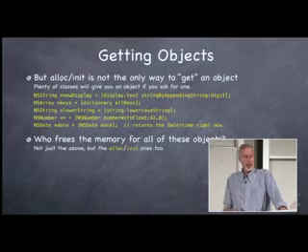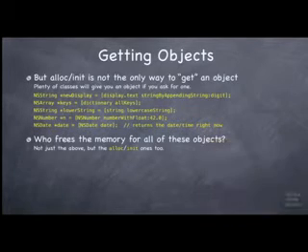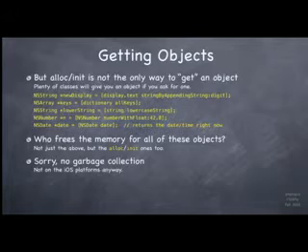The real question is, who frees all this memory? Who is responsible for freeing the memory that's being allocated for all these objects? Okay, not just these ones above, but all these alloc init things. All right? No garbage collection.